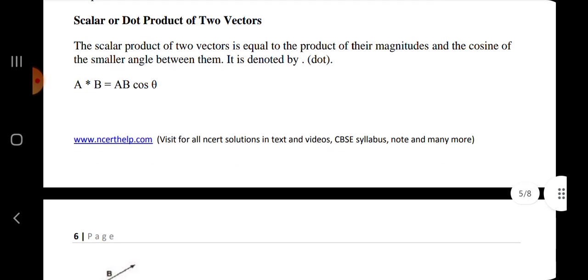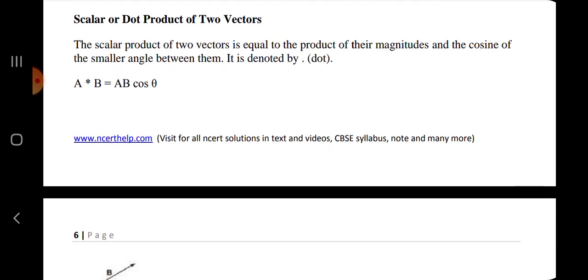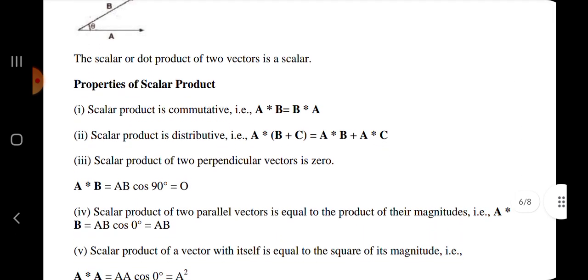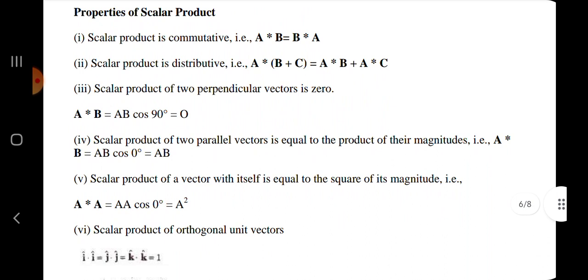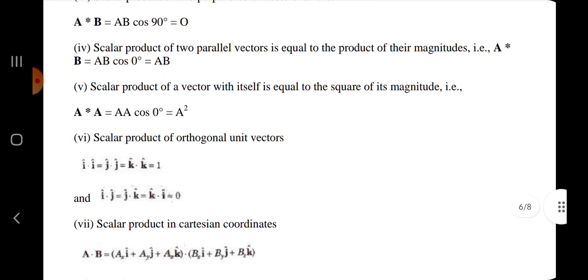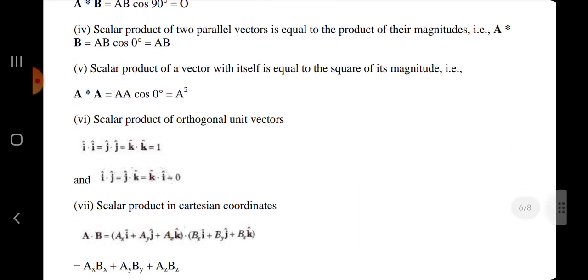Scalar or dot product of two vectors. The scalar product of two vectors is equal to the product of their magnitudes and the cosine of the smaller angle between them. It is denoted by dot. Properties of scalar product: they are commutative, distributive, and the scalar product of two perpendicular vectors is 0. The scalar product of two parallel vectors is equal to the product of their magnitudes, and the scalar product of a vector with itself is equal to the square of its magnitude.